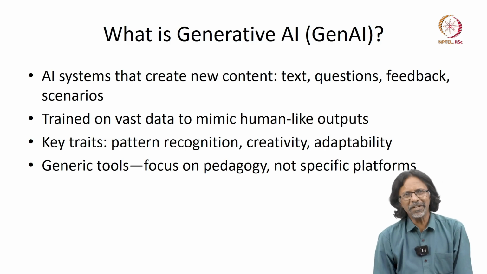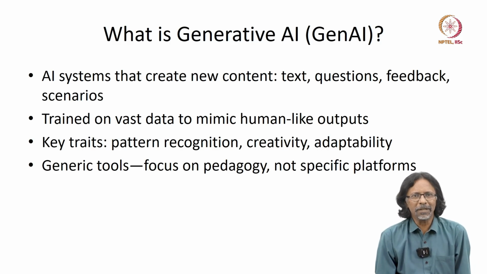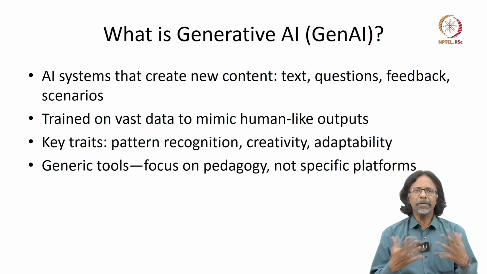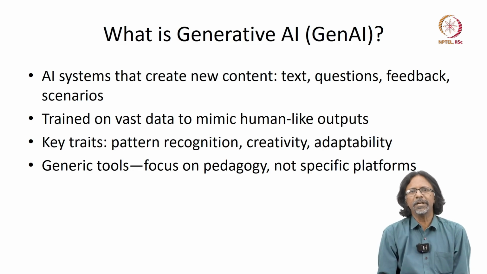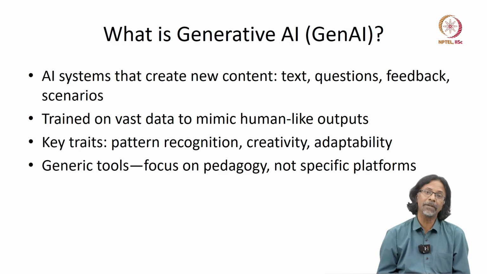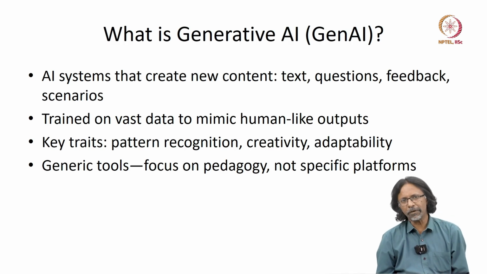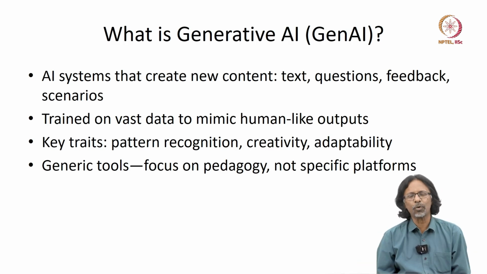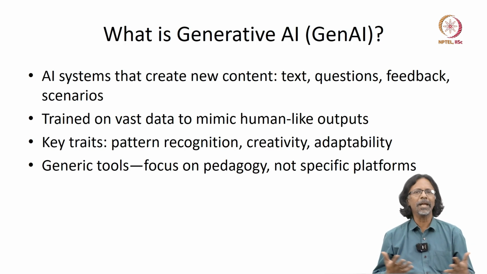So what is generative AI? That has become a topic that we cannot ignore. In our context, we are looking at generative AI systems that create new content. Any generative AI system is something that will create new content. In our context, it could be just text, questions, feedback, different scenarios and so on, which are useful for assessments. Generative AI in general is trained on vast data to mimic human-like outputs.